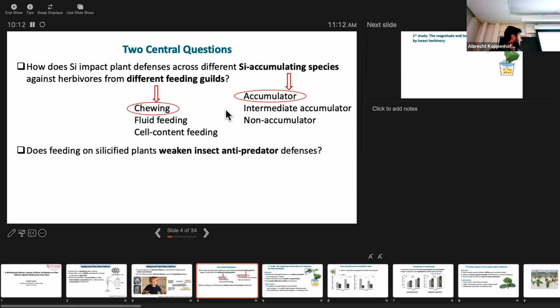And another question we asked was, does feeding on silicified plants weaken insect anti-predator defenses? Insect herbivores feed less on silicified tissues, and they also assimilate fewer nutrients from those ingested plant materials. So this can impact their anti-predator defenses.